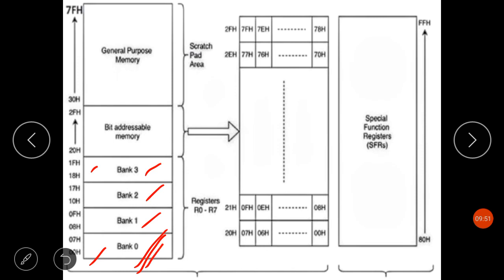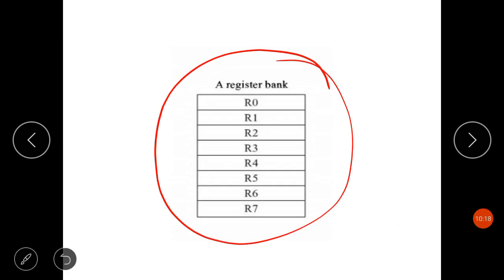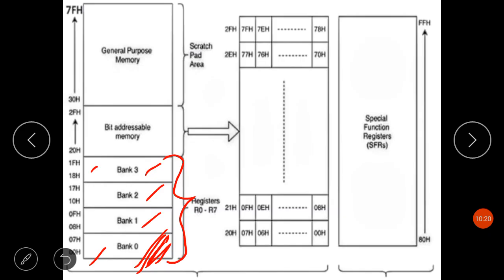So if there are 8 registers in each bank and we have 4 banks in the register bank area, how many registers in total? 32 registers. 8 into 4 is equal to 32. 32 working registers are organized as 4 banks with 8 registers in each bank. Now, as you can see here, this is one register bank. In this way, we have 4 register banks: bank 0, bank 1, bank 2, bank 3.